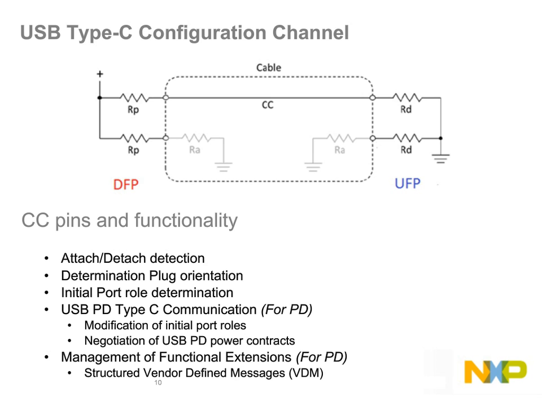Now, when you are supporting power delivery, so not only Type-C, but when you do adopt the power delivery standard in your design, CC lines can also be used to modify the initial port roles, which means you can do a power role swap. You can have a provider become a consumer and a consumer become a provider. And the same pins will also be used for negotiating power contracts through a particular messaging or signaling standard as defined in the USB spec.